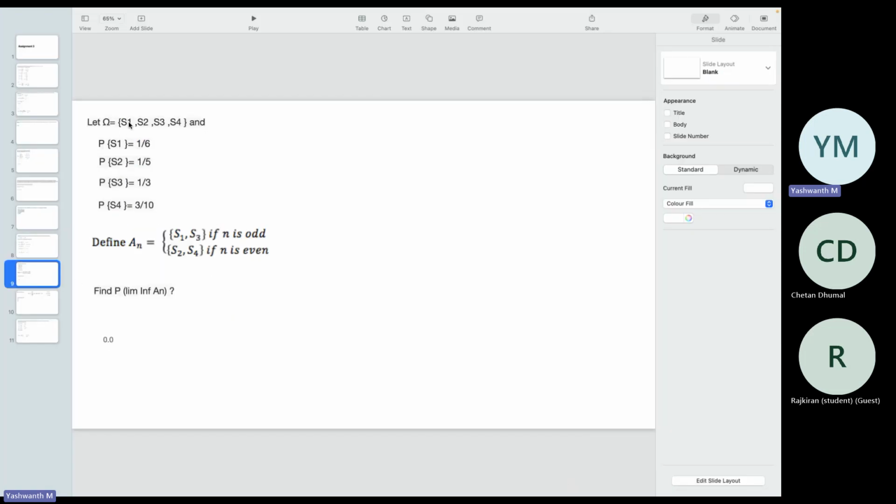Omega is a collection of sets that is given, and you are defining a sequence of events An as follows: S1 if the index is odd, and S2 if the index is even. What is the probability of the event lim inf of An?